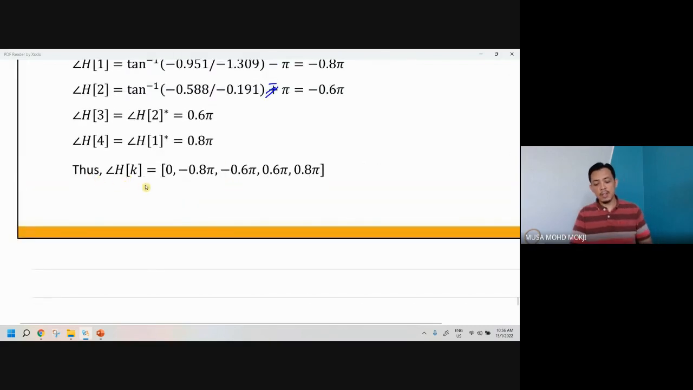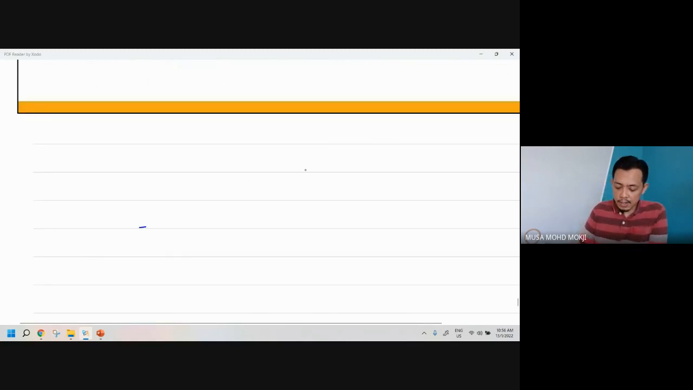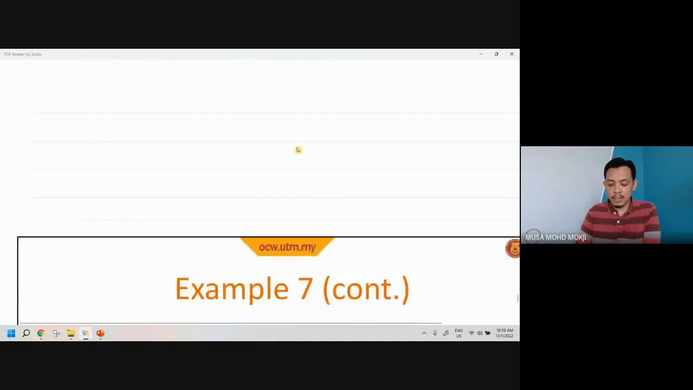The phase is for 5 points. So this is the first point at k equals to 0. And then minus 0.8 pi, minus 0.6 pi. So 0.6 pi, 0.8 pi, right? So then if you want to plot, this is k. So let's say this is the H k magnitude. So let's look at the values.